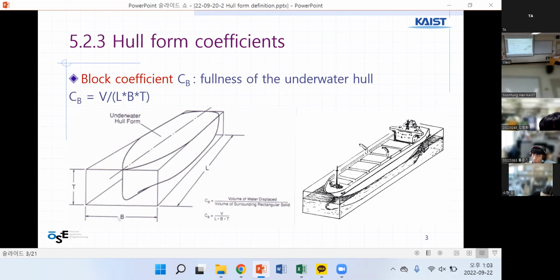My body. What can be the block coefficient of my body? I should make a convex hull, right? Bounding box, right? And then my body volume divided by the bounding box volume. That is the CB. But it is only underwater, not the whole ship. So it shows you how full the ship is compared to the box.